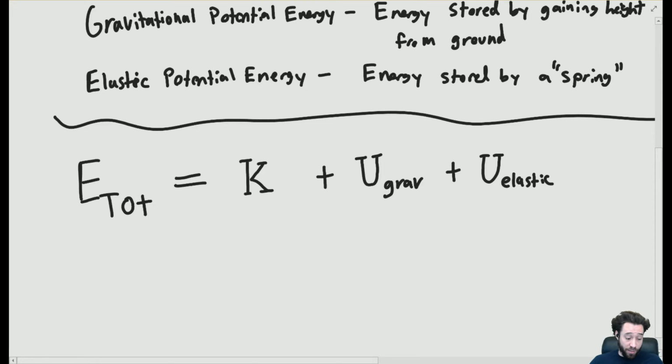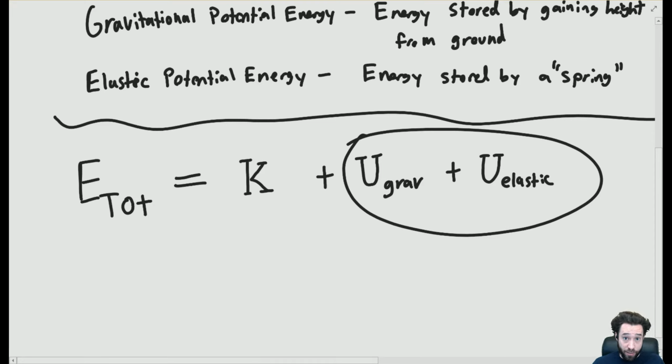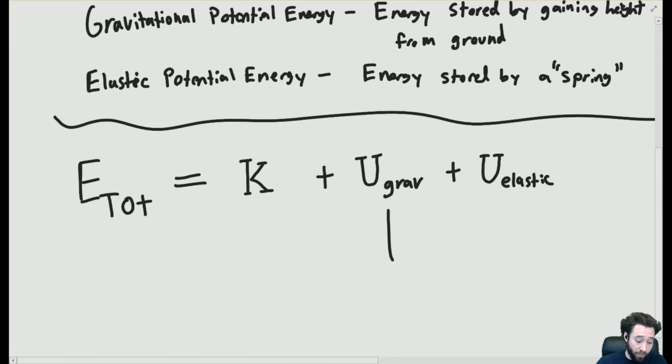Like I mentioned yesterday, there are multiple types of potential energy. So we have gravitational, elastic, chemical, electromagnetic potential. But in this course, we're only going to be talking about gravitational and elastic. Okay. Any questions so far? Okay.